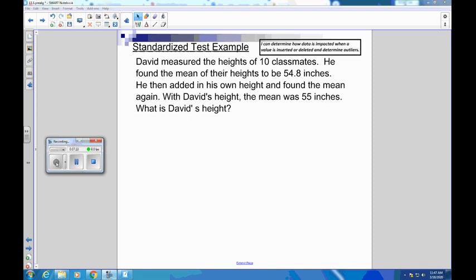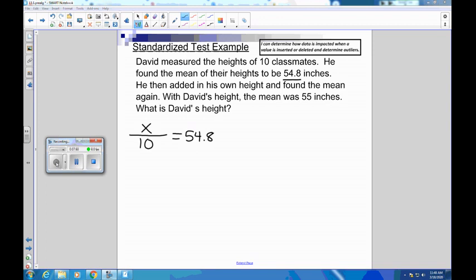Because we know that the mean is all of them added together, divided by the total, and that gives you the mean. So it tells us the mean is 54.8 inches, so I can plug that in. And then it says there's 10 classmates, so that's how many we would divide by. That's how many there are, and we don't know what the sum of all of them together is. So here we have an equation, and now we're going to solve for x.